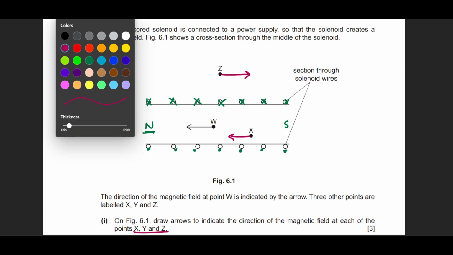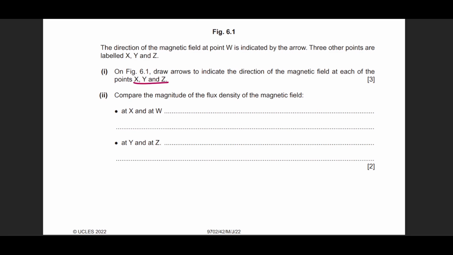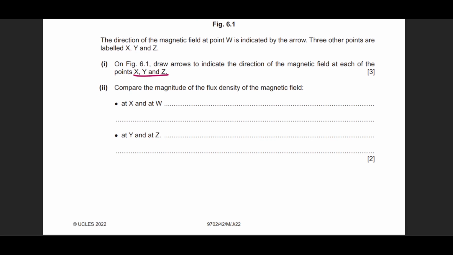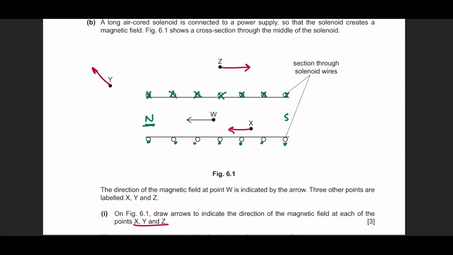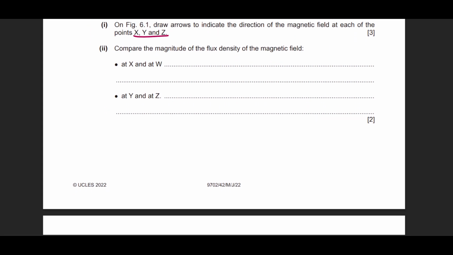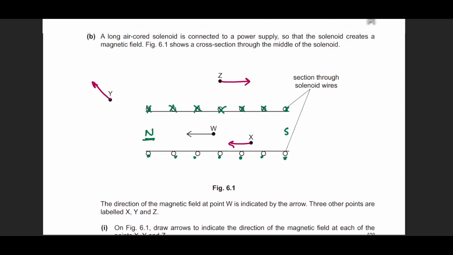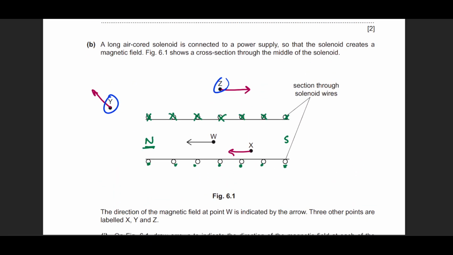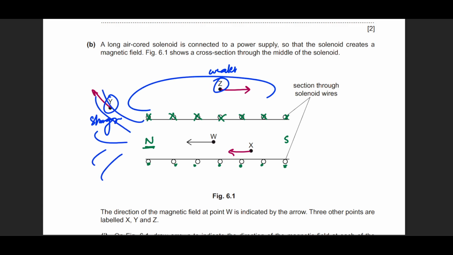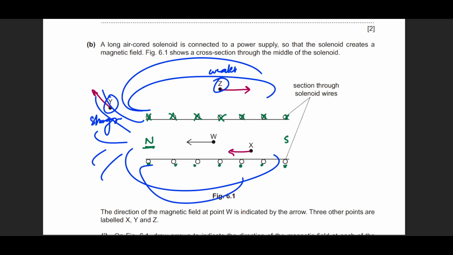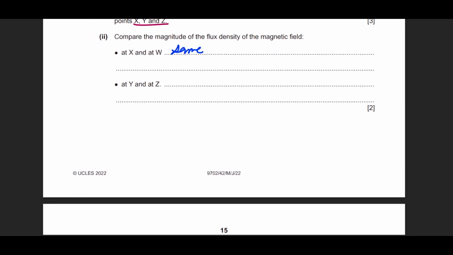Very simple, very straightforward. He says compare the magnitude of the flux density at X and W. X and W will be exactly the same, or roughly the same. And Y and Z. Here it will be stronger because it's closer to the magnet. Here it will be weaker as it's away from the magnet, and there are more magnetic field lines being drawn over here as opposed to this place. Okay, all right.